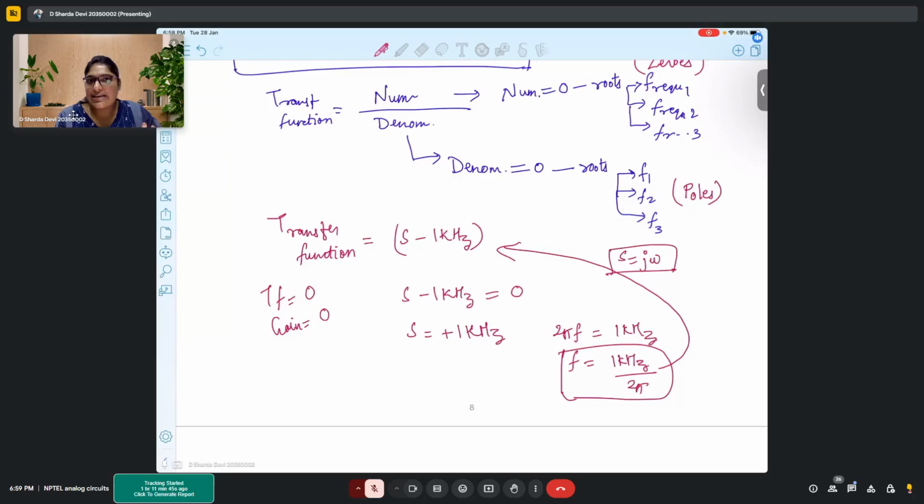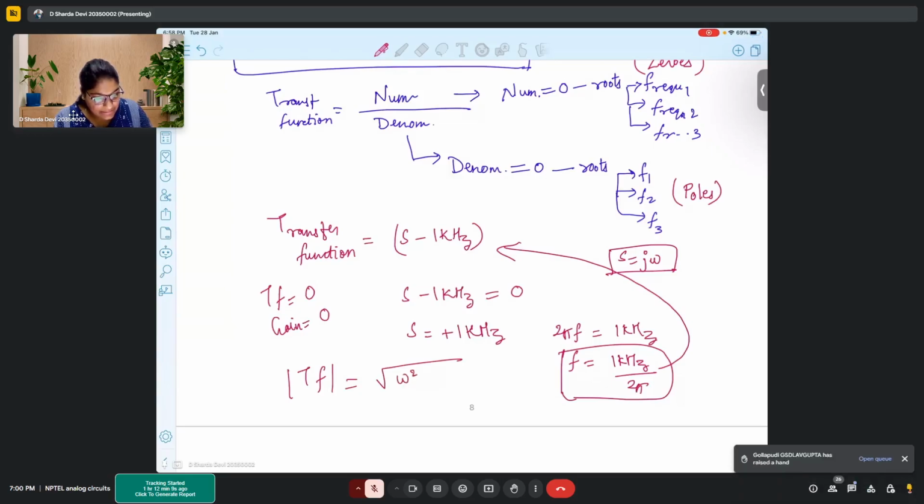The idea is that here s is not a real number, it is a complex number. So for a complex number, you have to find the magnitude of it. How do you find the magnitude of a complex number? If I have to find the magnitude, it is root under omega square minus 1 square, right?